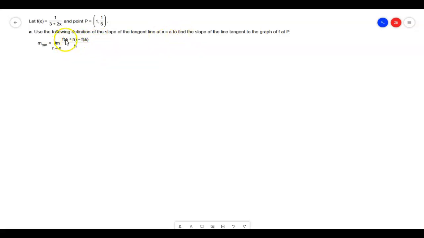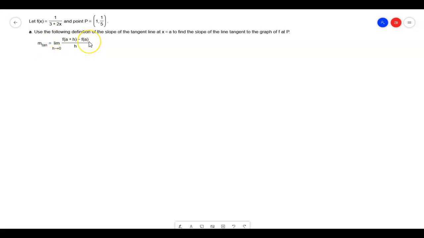Since x is equal to a, you'll often see that formula with an x there as well. Here's our point P. So the 1 is our x value, x equals a, so that's the value we're going to replace a with, and this is the equation we're going to use in order to find the slope. So all right, let's go ahead and get started.